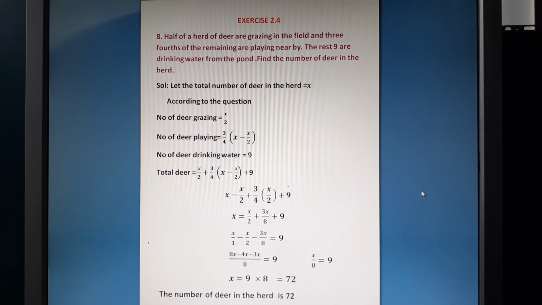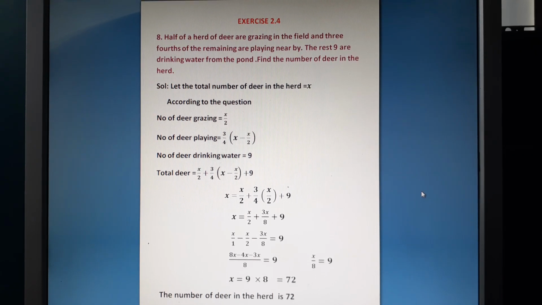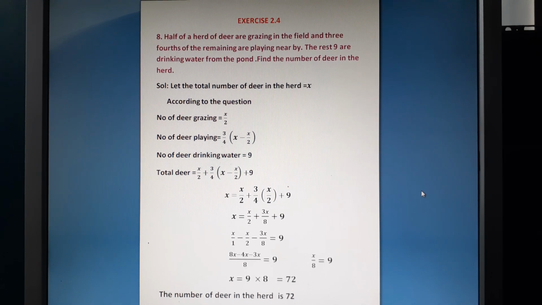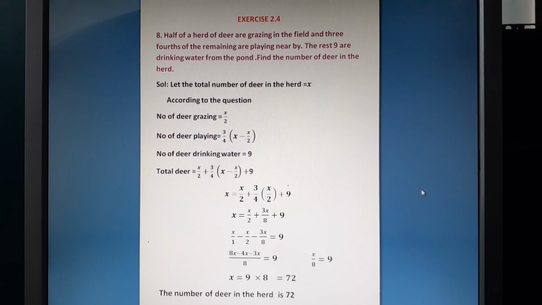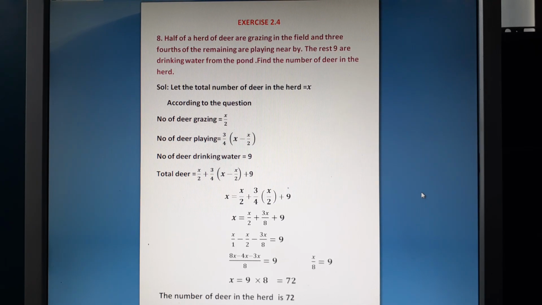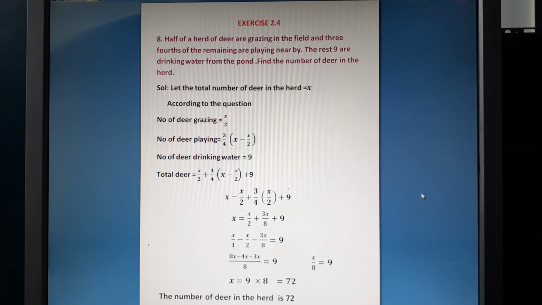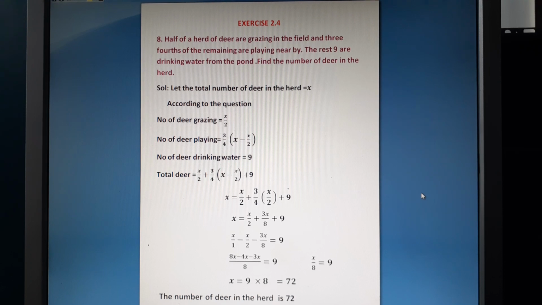Say, half of a herd of deer are grazing in the field and 3/4 of the remaining. Here, remaining is what? Total number of deer, let it be x. Remaining means x minus half. 3/4 means 3 by 4 into x minus x by 2. And the rest 9 are drinking water.